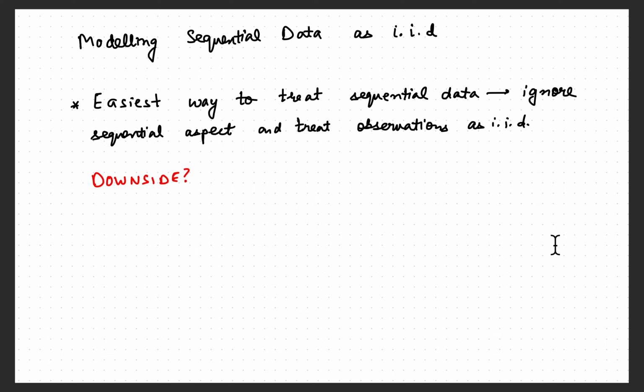Could you pause for a moment, think for a moment, and figure out why ignoring the sequential aspect is not a very good idea?